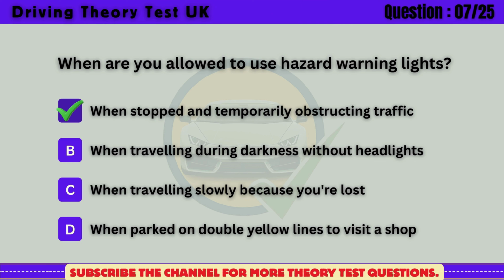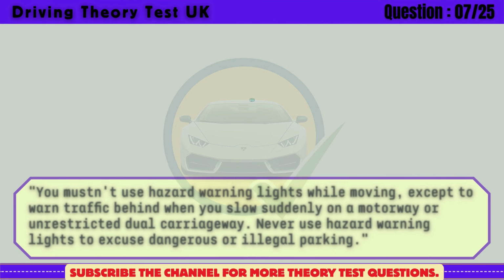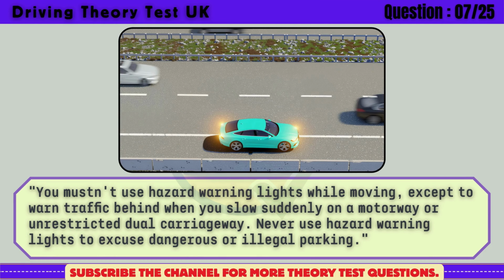Answer was A. When stopped and temporarily obstructing traffic. You mustn't use hazard warning lights while moving, except to warn traffic behind when you slow suddenly on a motorway or unrestricted dual carriageway. Never use hazard warning lights to excuse dangerous or illegal parking.